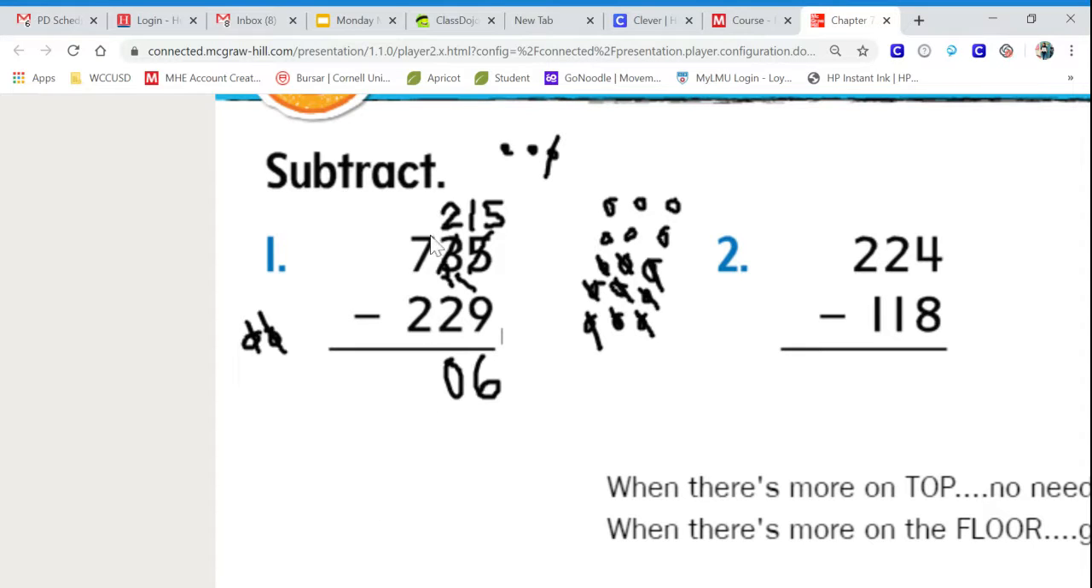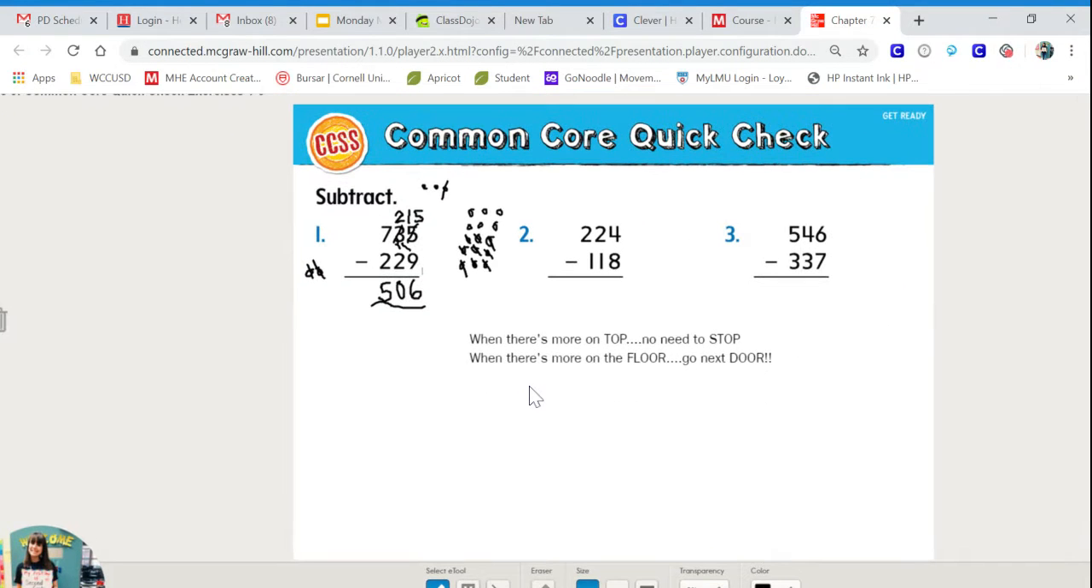Nope. Hundreds left. 7, this is 700, and then the 200. There's more on top, no need to stop. More on the floor, go next door. Okay, well, there is more on top, and what we gotta do is 7 take away 2. I want you guys to practice making this a known fact. That would be 5. So our final answer is 506.